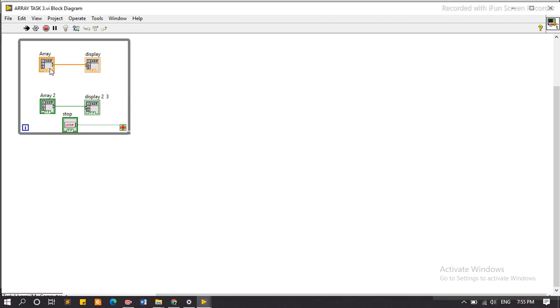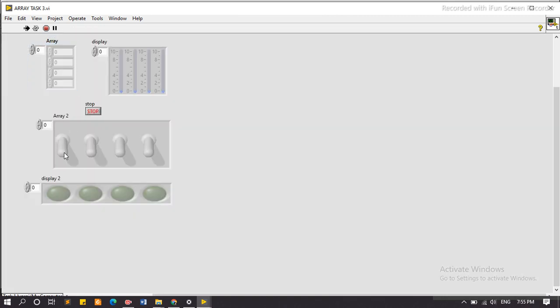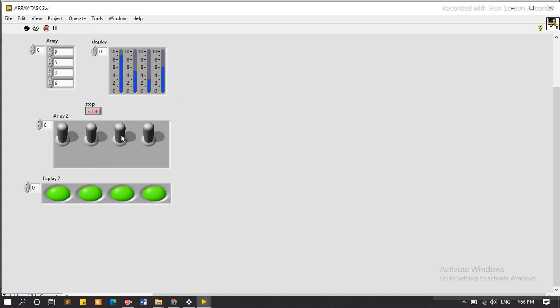We run the study, and we can see now we set the limits. Here we can set 9, 5, 3. You can see that the array input is equal to the array output here, and similarly below here. Now we move to the next task.